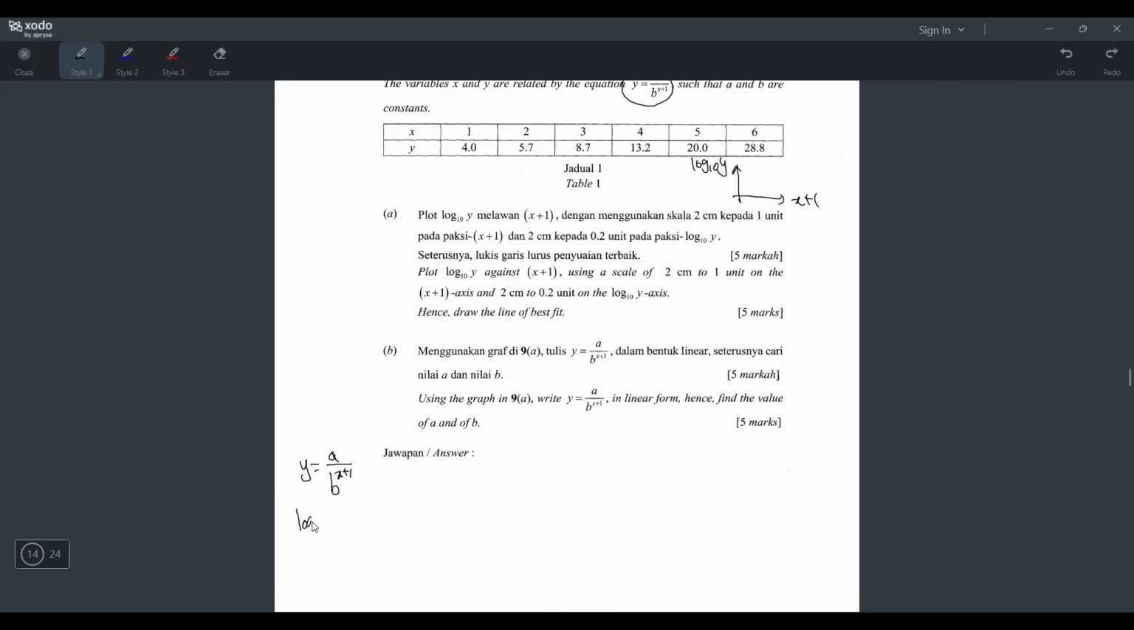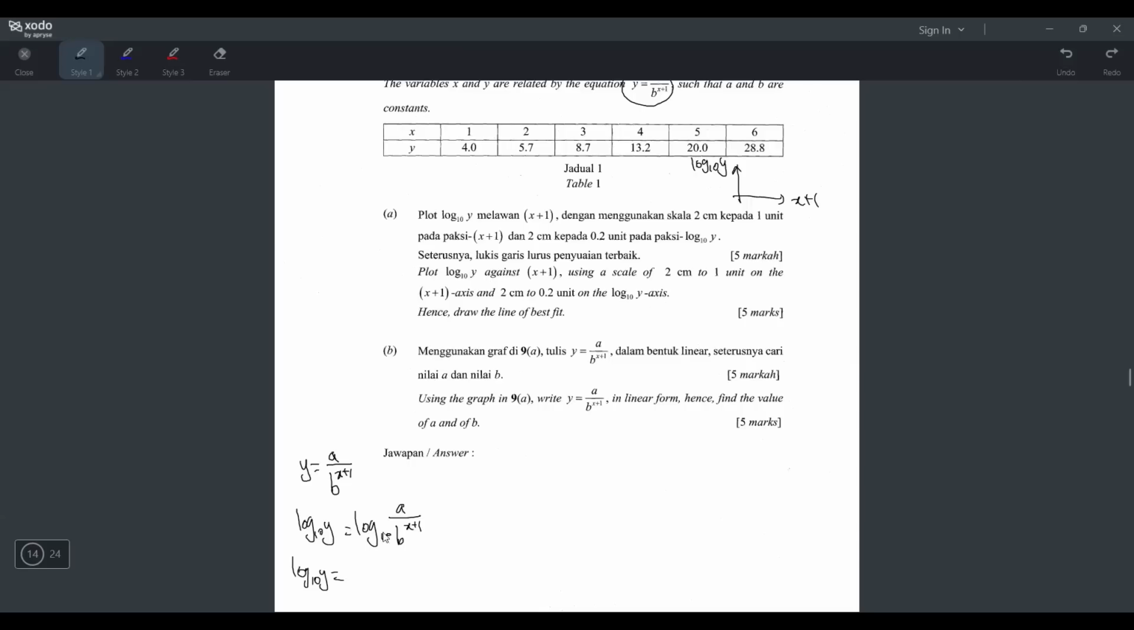So it becomes log base 10 y, and the other side also you put log base 10, and then this one is a over b power x plus 1. Okay, the log 10y already matched with the y-axis here, right? But you still have to susun the other side. The other side has to be mx plus c. Now everything jumbled up together is not good. I need to pecahkan, I need to asingkan everything. So log 10y, okay, how can I separate this thing?